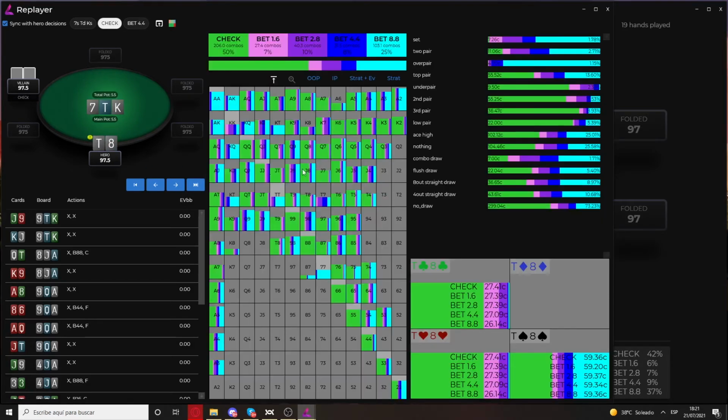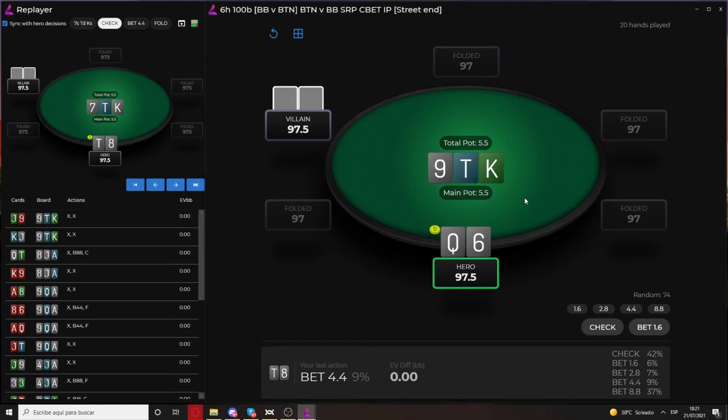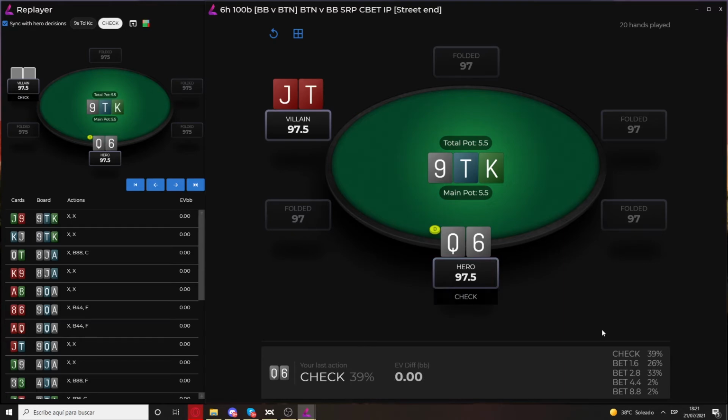Yeah, pretty much around 50-50, and just mixing both sizings. So if you're closer to 50, you bet smaller. If you're closer to 100, you bet bigger. We're not gonna look at this board because we're looking specifically at disconnected boards. So I'm gonna just get rid of this one.